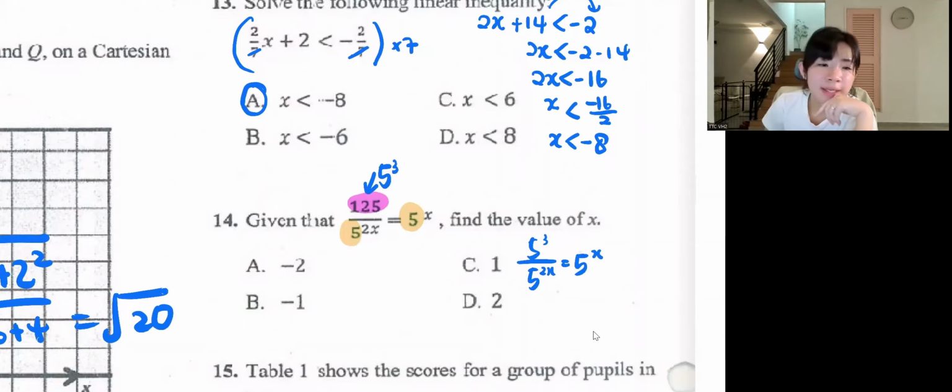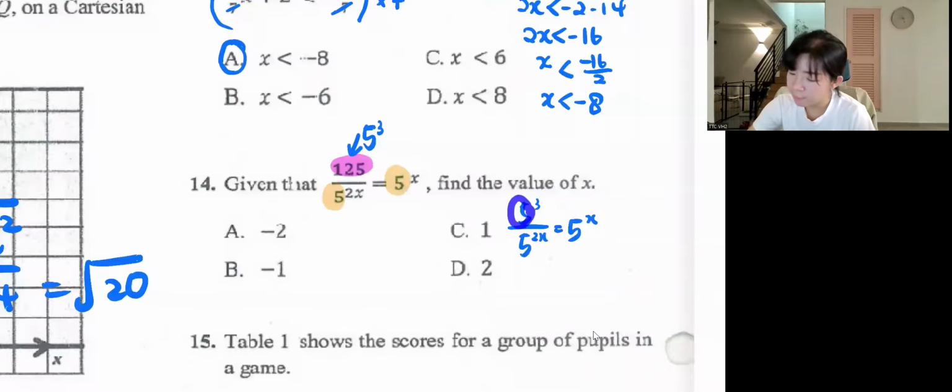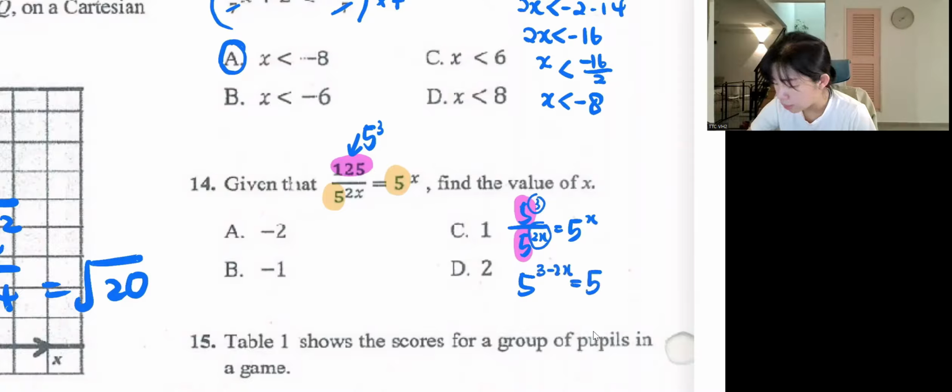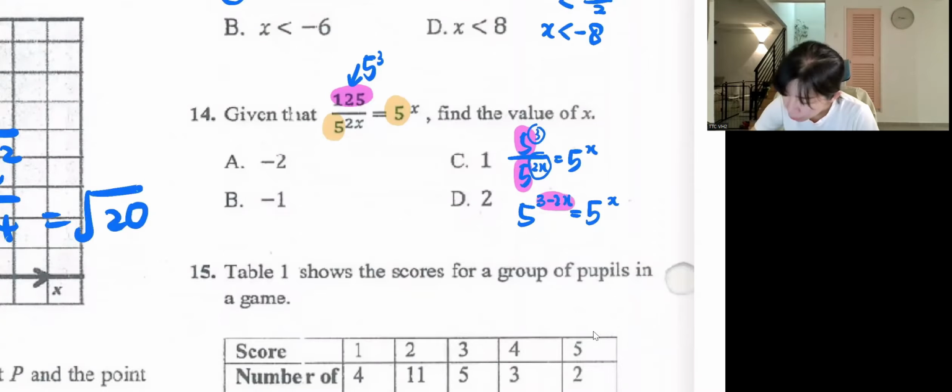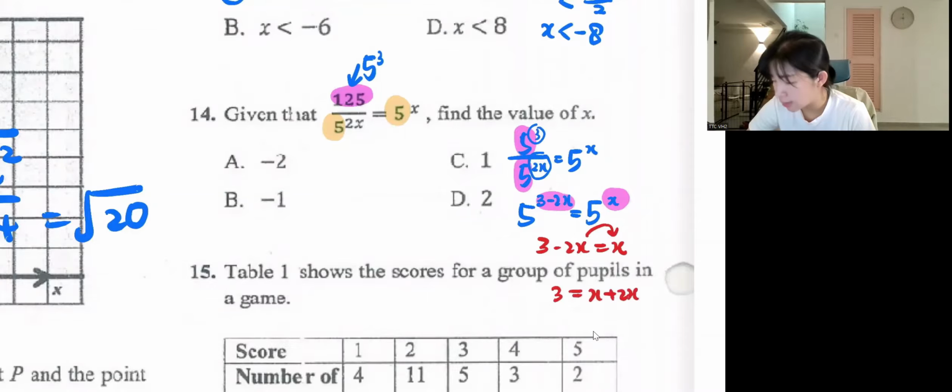Incorrect, incorrect. Come on. Any more answers? Okay, so on the left hand side, both base 5. You write 5 one time. And the power, if it's divide, the power will be minus: 3 minus 2x equals, on the right hand side, the same. Now both base 5, meaning the power will also be the same. So we focus on the power only. 3 minus 2x equals x. So how much is x? Move the negative 2x over. 3 equals x plus 2x. 3 equals 3x. x equals 1.